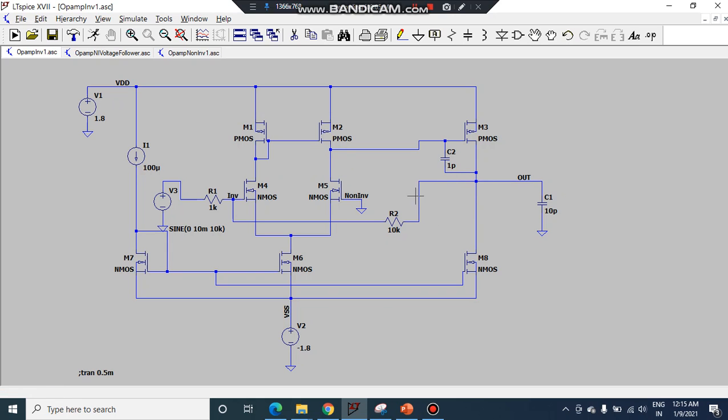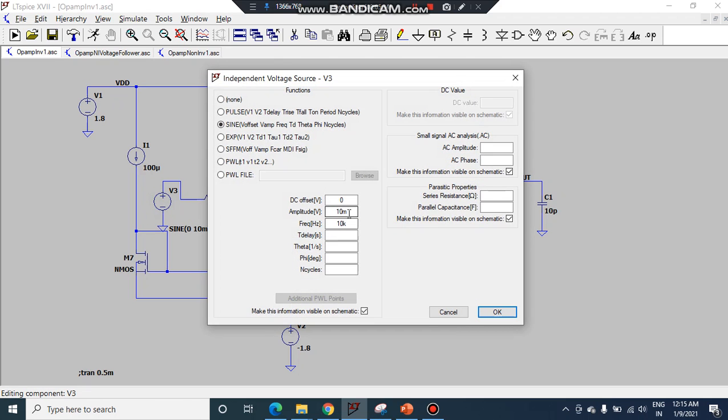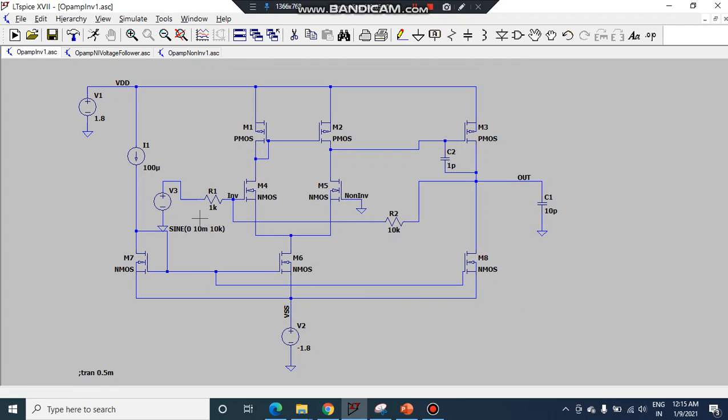The output is connected through a feedback resistor of 10 kilo ohm to the inverting node, and at the inverting node we are applying a sinusoid voltage of 10 millivolt amplitude and frequency of 10 kilohertz. So this is a sinusoid input. This resistance is 1 kilo ohm, and this is 10 kilo ohm. So the gain offered by the amplifier must be minus R2 by R1, which is minus 10.